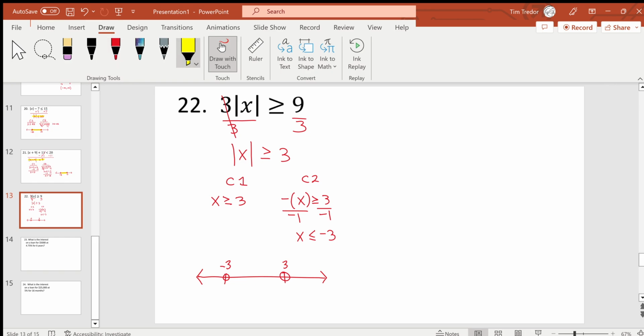And again, before I start shading, I'm looking at the absolute value inequality when I have the absolute value by itself. And this is saying my distance is greater than or equal to 3. So distances greater than 3 are going to go on forever. So that means I'm going to shade towards the end of my number line. The little equals bar underneath the inequality means I need to close these two circles. So we're going to include negative 3 and positive 3 in the solution set.